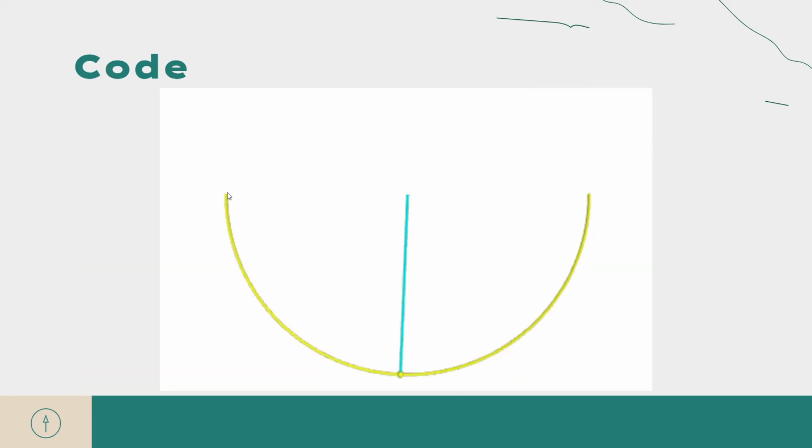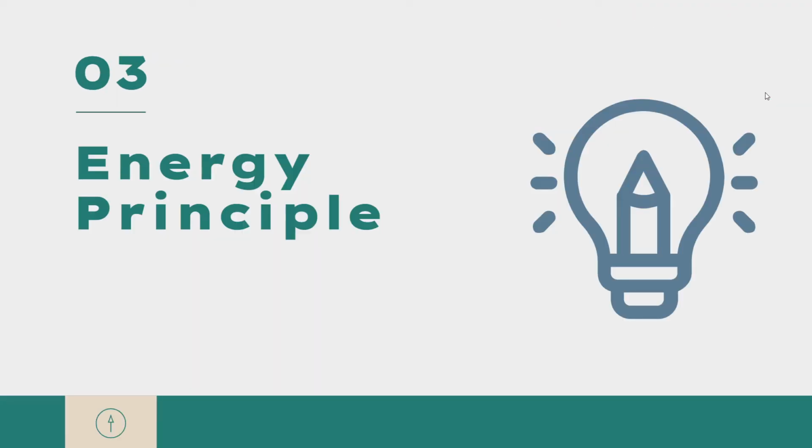So my code made a model that looked like this. It started up here and swung in this arc and just went back and forth. Unfortunately, I could not get the video in this presentation.